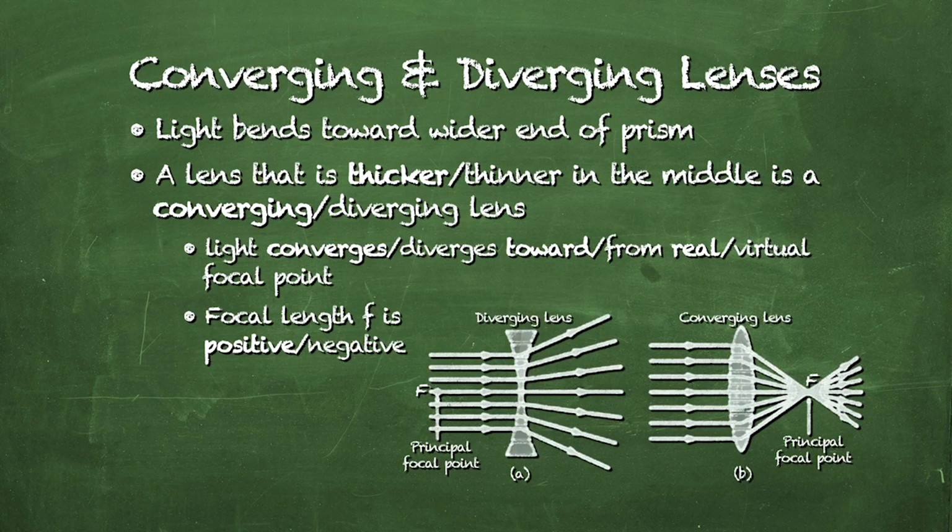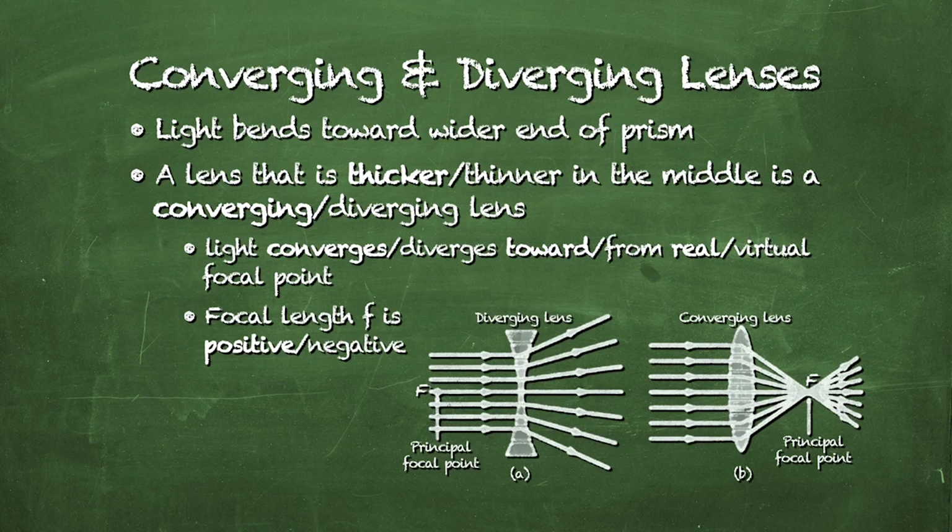If the lens is thicker on the edge and thinner in the middle, then the light will diverge from the middle, and we have a diverging lens. In that case, the light appears to be diverging from a virtual focal point. The light never actually converges on the virtual focal point, which is why we call it a virtual focal point.